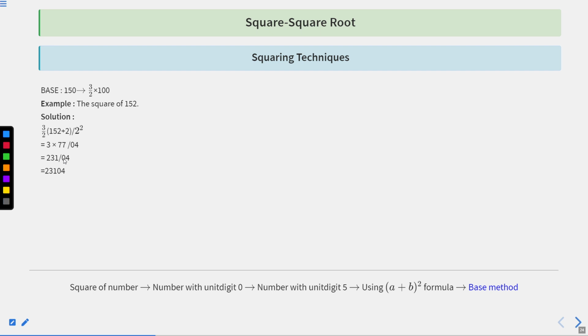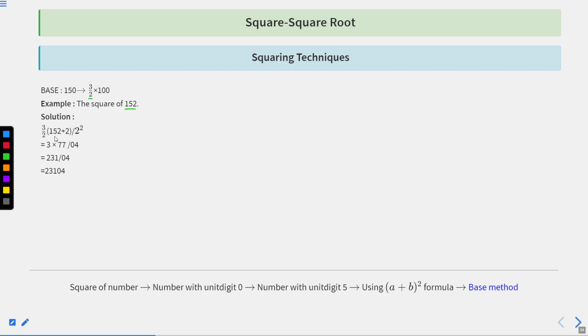Now, what if the base is 150? In this case, we are going to put 3 by 2 in the multiplication, and the rest we are going to do the same as we did for 100. So let us see an example to understand the method in a better manner. So 152. 152 is 2 units away from 150. In this case, you could have used the 200 base method or the 100 base method. You will always get the same answer, but 152 is much closer to 150. So that will be helpful here.